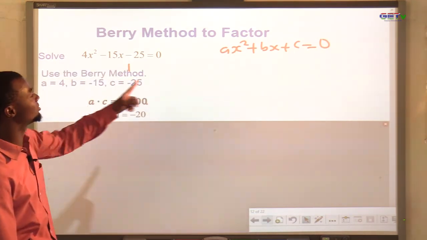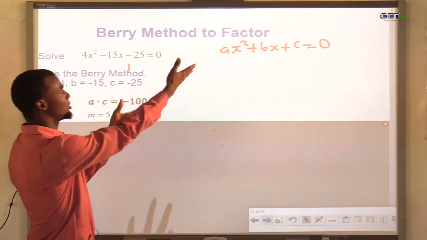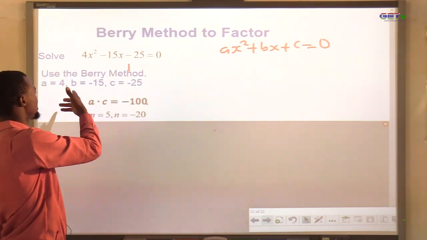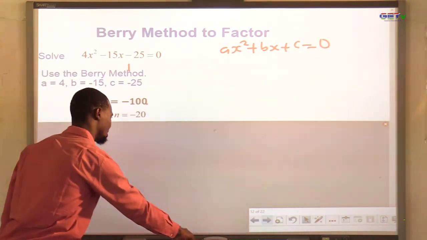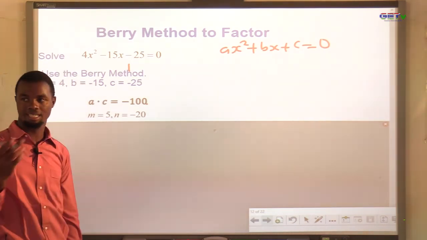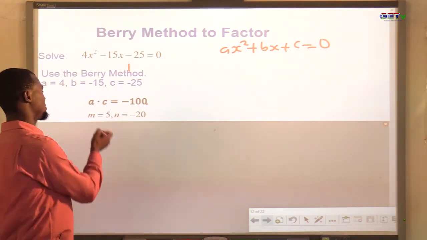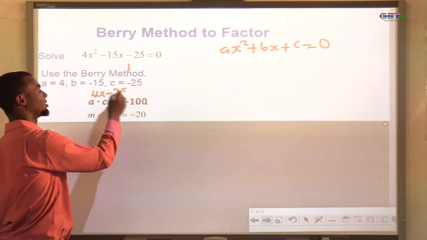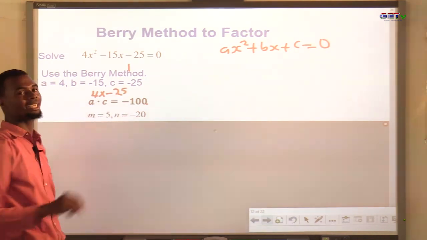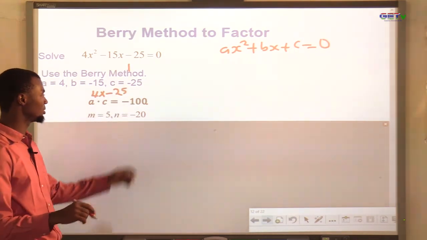So we find the values of a. Looking at the equation, it is in standard form. A is 4, b is negative 15, and c is negative 25. AC is a times c. You will have your a as 4 times your c as negative 25. So 4 times negative 25 is what gives you negative 100.